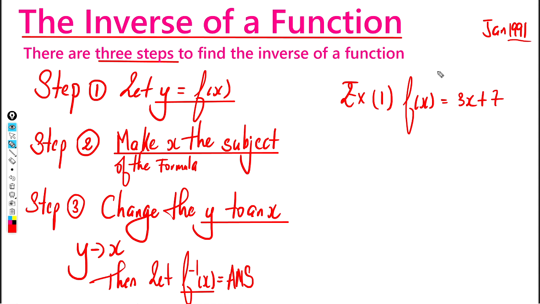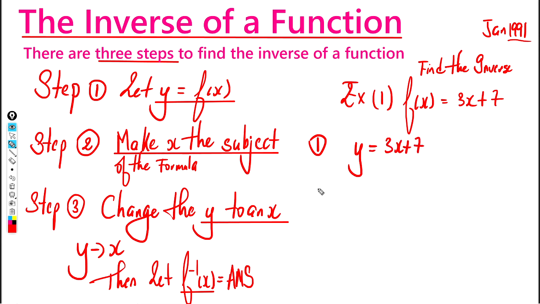So guys, suppose we want to find the inverse for this function here, f of x is equal to 3x plus 7. So we're going to do the first step. The first step is to let y be equal to f of x. So y is going to be equal to 3x plus 7.